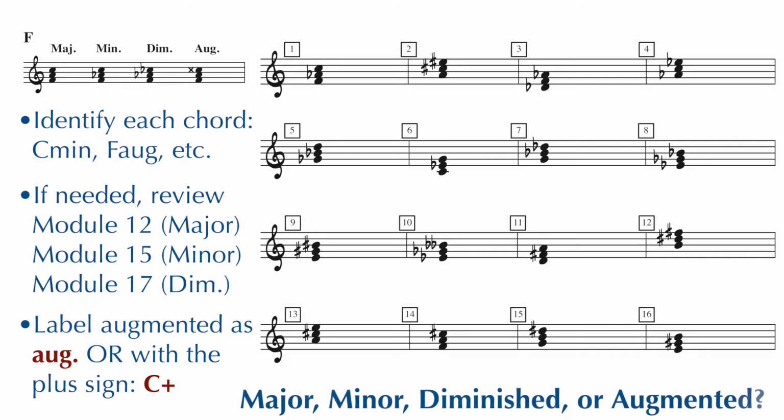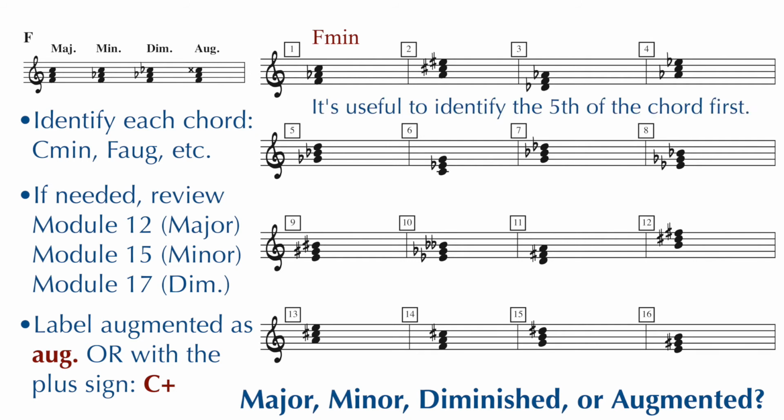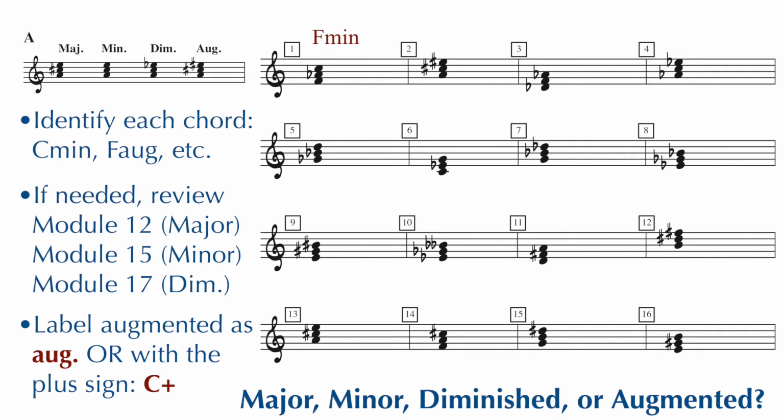Number 1, F, A flat, C is an F minor chord. F up to C is a perfect fifth, and F to A flat is a minor third. Number 2, A, C sharp, E sharp is an A augmented. A going up to E sharp is an augmented fifth, and A to C sharp is a major third, C sharp to E sharp is a major third.